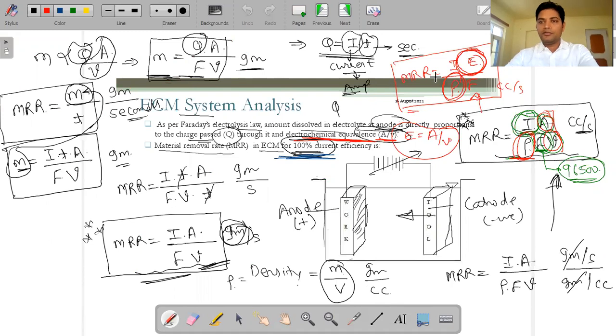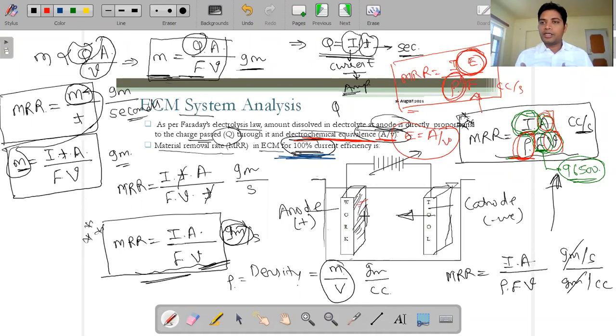A simple formula for that is I A by rho F V. Here A by V is basically the electrochemical equivalence, and rho is basically the density. So for example, this is only a single kind of material, like when we were deriving this material removal rate.